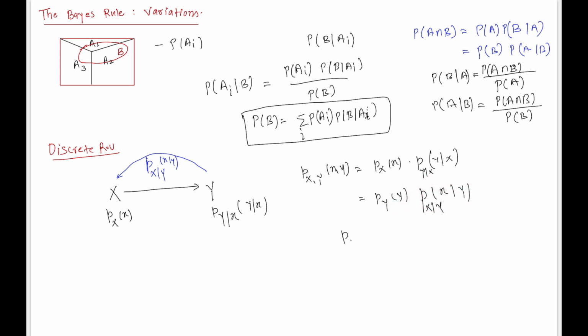So the PMF of random variable x given y would be equal to the PMF of x times the conditional PMF of y under each observation, divided by the PMF of random variable y, right? And if you observe, the numerator is nothing but the joint PMF, and the denominator is the marginal PMF of random variable y, right?